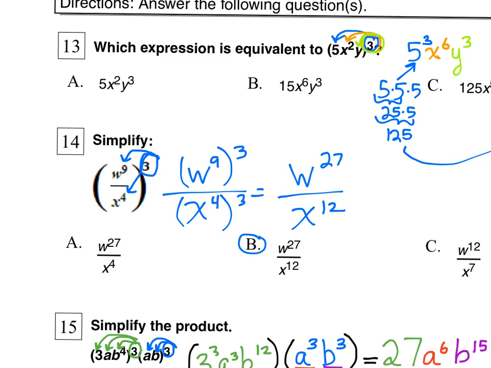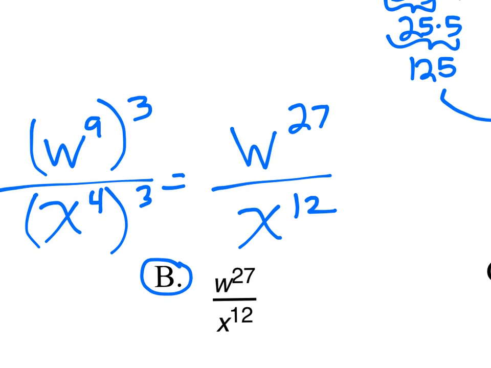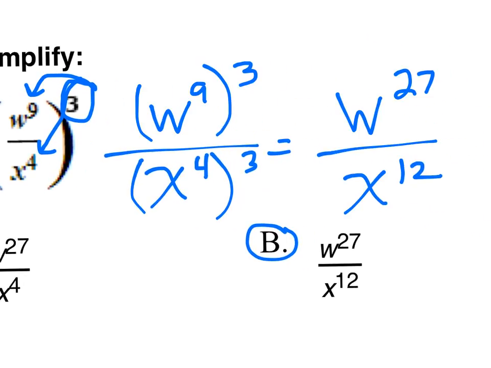And number 14, here I have w to the power of 9 divided by x to the power of 4, and all of that is raised to the power of 3. So here, 3 gets distributed both to the numerator and the denominator. So I get 27 from multiplying 9 and 3, and I get 12 from multiplying 4 and 3. So my answer is w to the power of 27 divided by x to the power of 12. So my answer to number 14 is B.